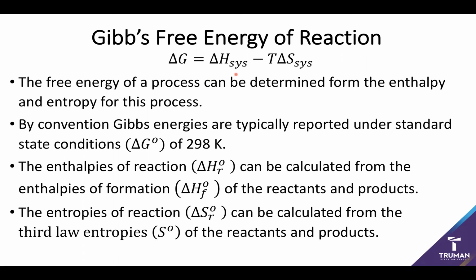Similarly, our entropies are going to come from our third law entropies. So again, worth noting, enthalpies typically come from enthalpies of formation because there is no true enthalpy for a reaction. The same is not true for entropies. So we'll use our third law entropies, again, products minus reactants. And then if we're looking at a standard state reaction, we'll simply use the temperature of relevance.